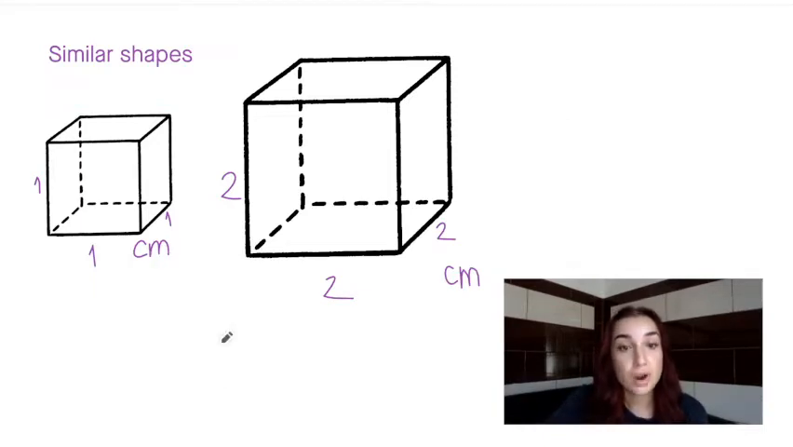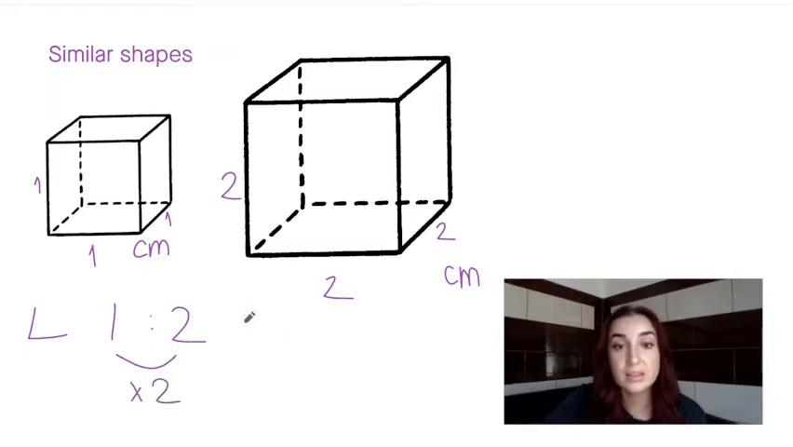If we had to write the lengths as a ratio, we can write 1 to 2, because the length of the first shape is 1 and the length of the second shape is 2. In order to figure out the scale factor, we have to look at what we have to times the first length by in order to result in the second length. In this case, we just have to times by 2. Therefore, the scale factor for the length will be times 2. So scale factor, which I'll abbreviate as SF, is equal to 2.